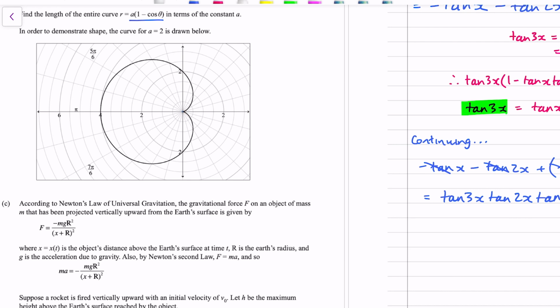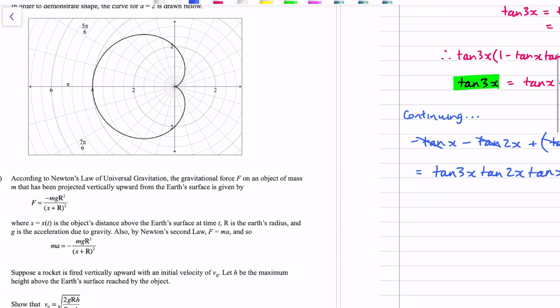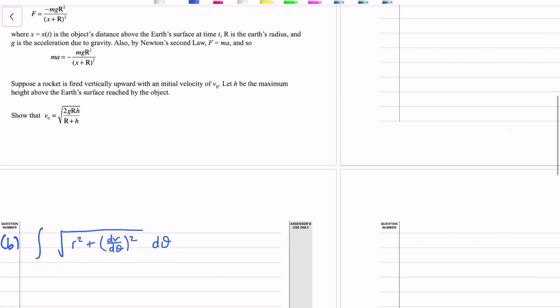Okay, so we want to integrate it from the start to the finish. So from theta equals 0 to theta equals 2 pi. And we know that r is equal to a times 1 minus cos theta. So what we need to do with this is replace the r there and the dr d theta. Be careful, a is a constant. A is just related to how big the shape is.